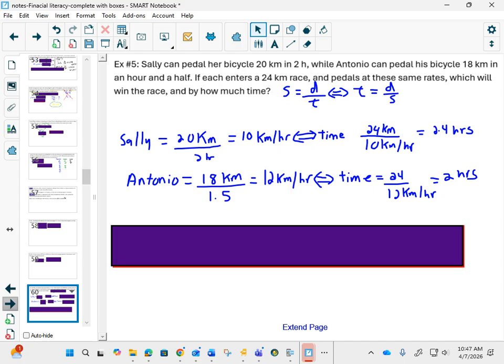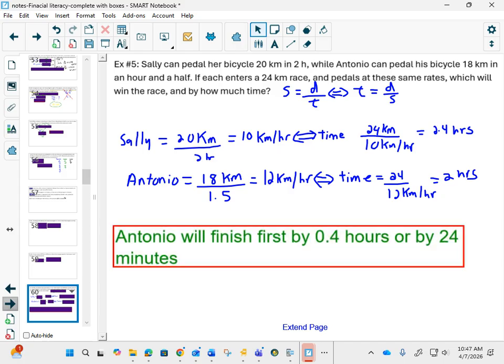So Antonio's going to win, 0.4 hours faster. Since there's 60 minutes in an hour, 0.4 times 60 is 24 minutes.